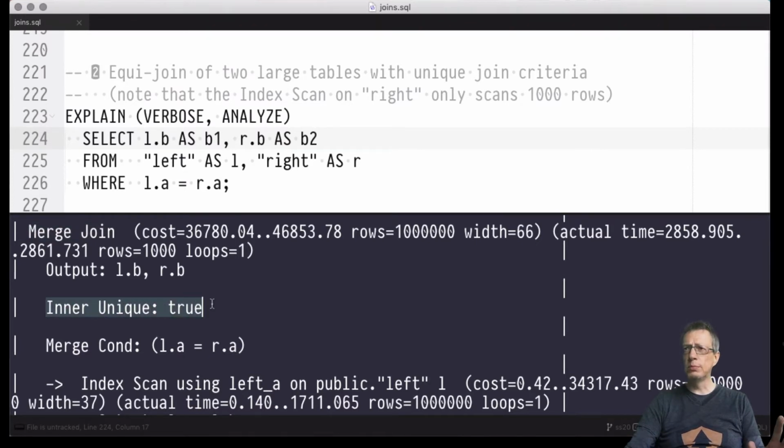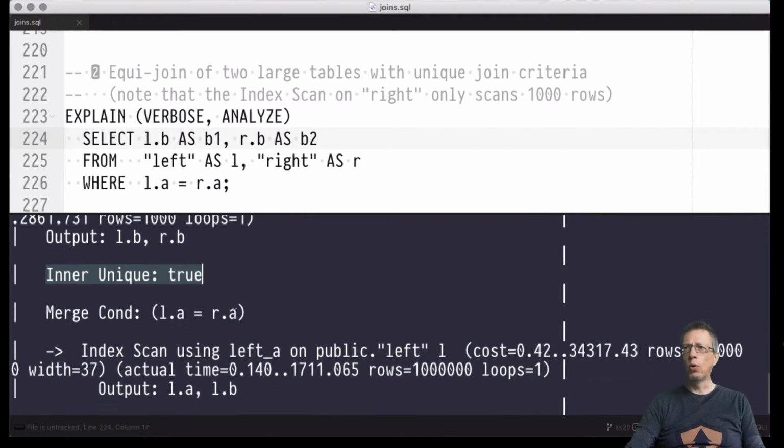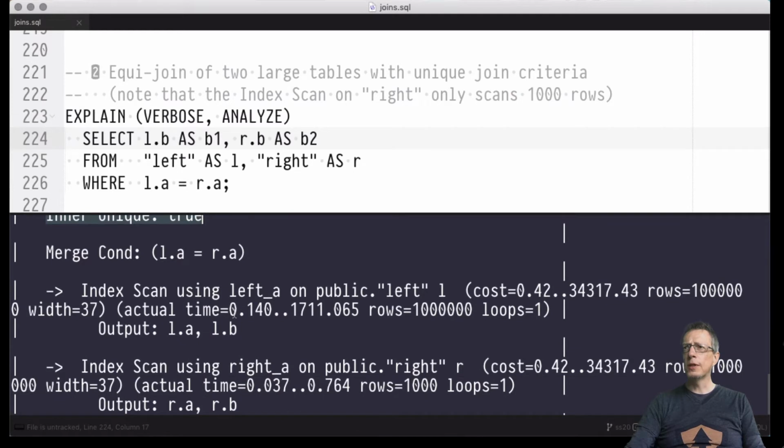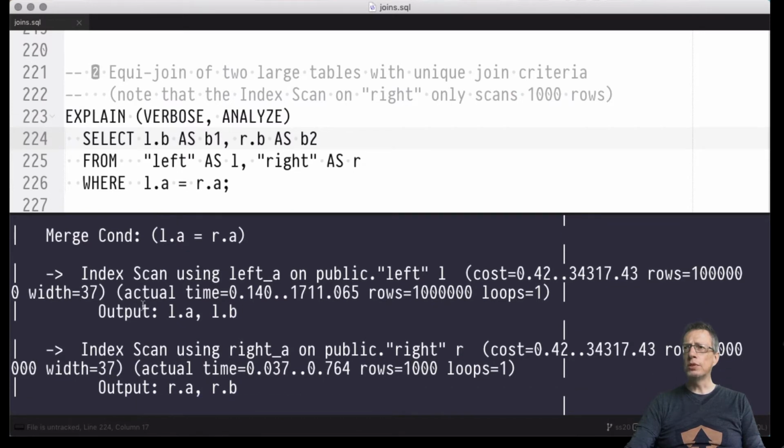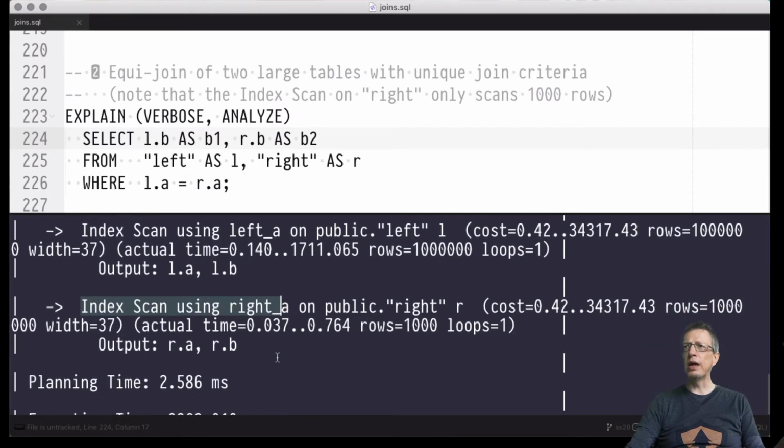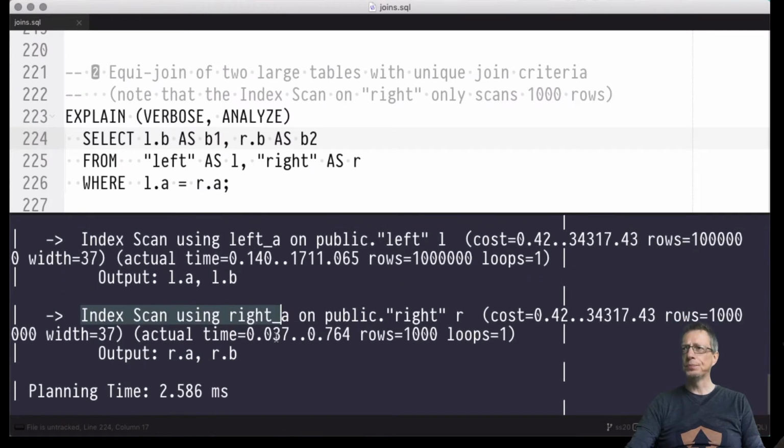So the system is aware of the fact that the left-hand side input is unique. There will be no rescanning. Memory requirements will be low. Okay, and this is the input to the merge join. Both sides use the index scan on the A columns to produce the left and right input rows in A order already.